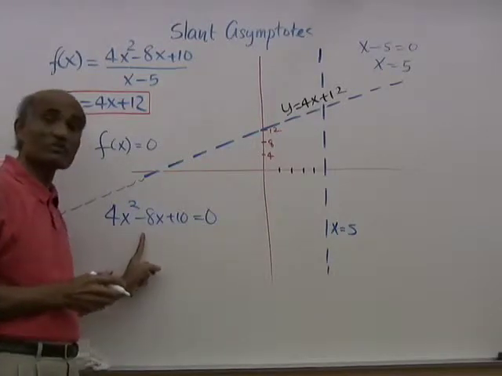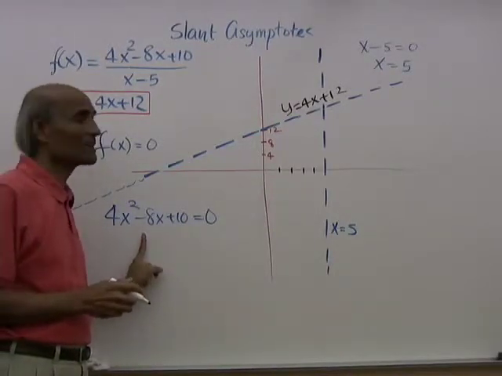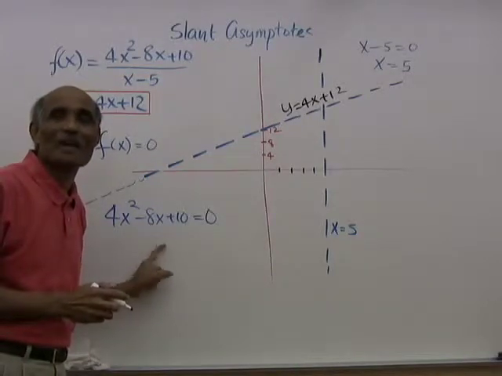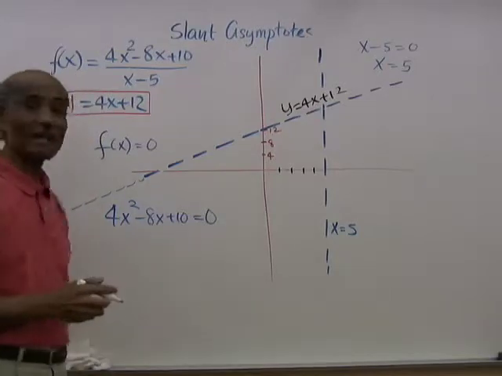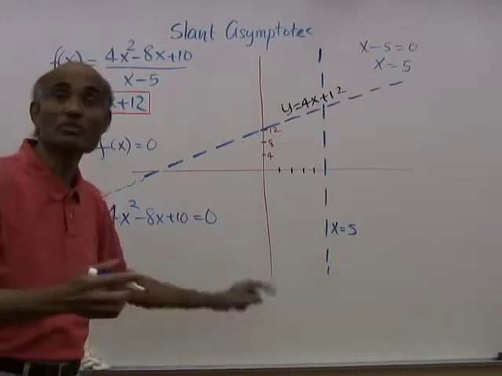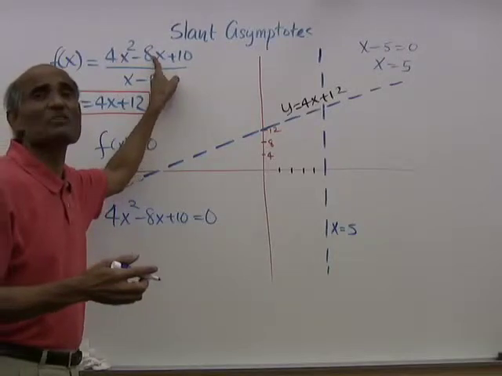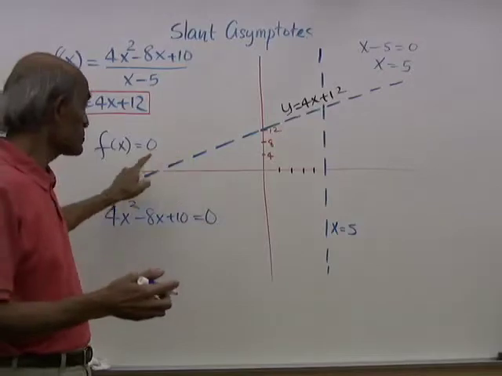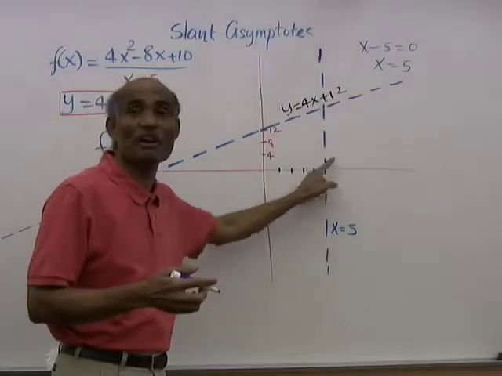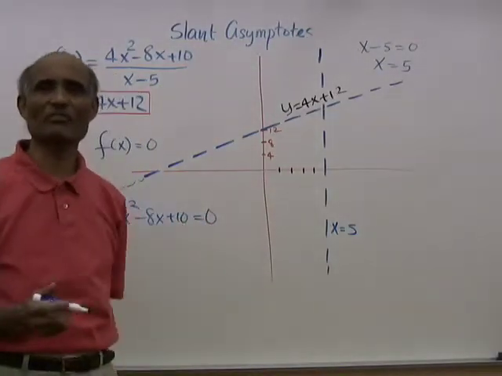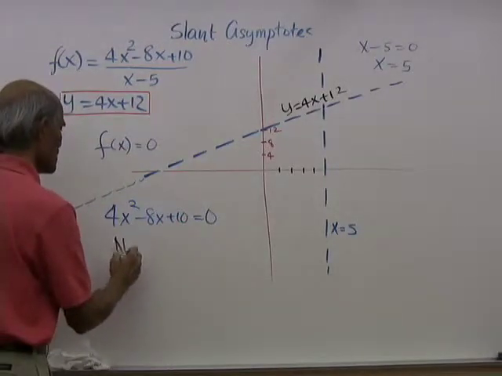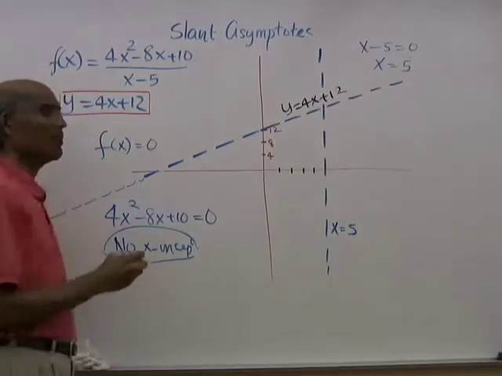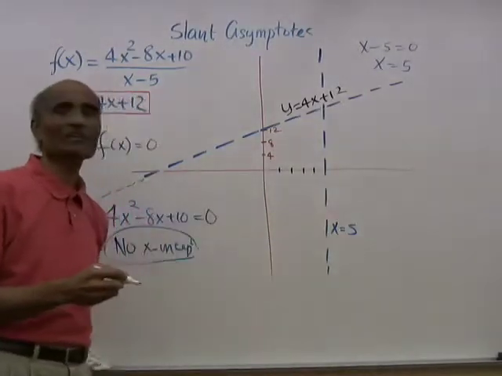If you solve this, it looks like it does not give you any real solutions. Now, if an equation like this does not give you any real solutions, what that means is the numerator cannot be 0. If the numerator cannot be 0, it means the graph of the function will not cut the x-axis. So the conclusion is no x-intercept. No x-intercept. The graph will not cut the x-axis.